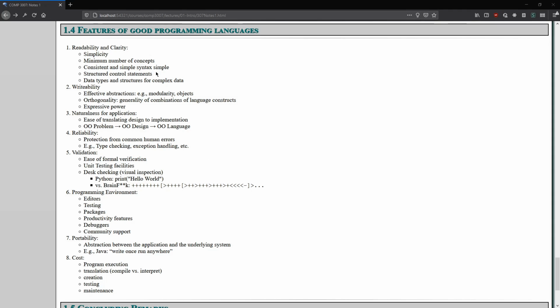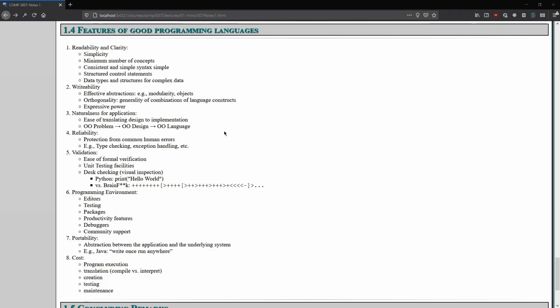So things like readability, writability, these are how well we can read and write, or how well we can understand the code that we're actually constructing. Things like naturalness for application corresponds to how easily I can translate from the design or the domain realm into the actual programming implementation. How seamless is that transition?